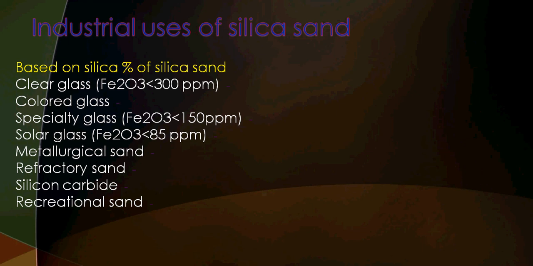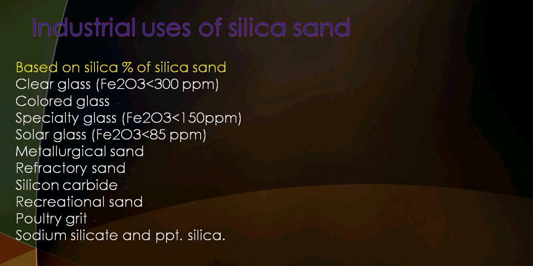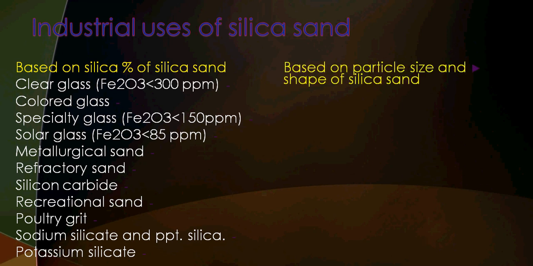Silica sand is used in enormous volumes. Tonnage of silica sand is used for recreational purposes. Silica sand is also used as poultry grade for chickens. It is used to produce sodium silicate, silica chemicals, and then the sodium silicate is further used to produce precipitated silica. Silica sand is also used to produce other chemicals such as potassium silicate.